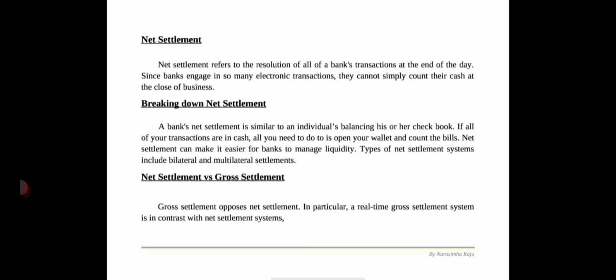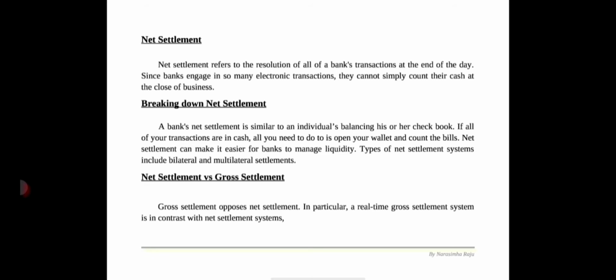And the next topic is breaking down these net settlements. A bank's net settlement is similar to an individual balancing his or her checkbook. If all of your transactions are in cash, all you need to do is open your wallet and count the bills. However, since most people have money going out in the form of cash, checks, and debit and credit card transactions, and money coming in as cash, checks and direct deposits, all transactions including purchases, returns, bills paid and paychecks received.